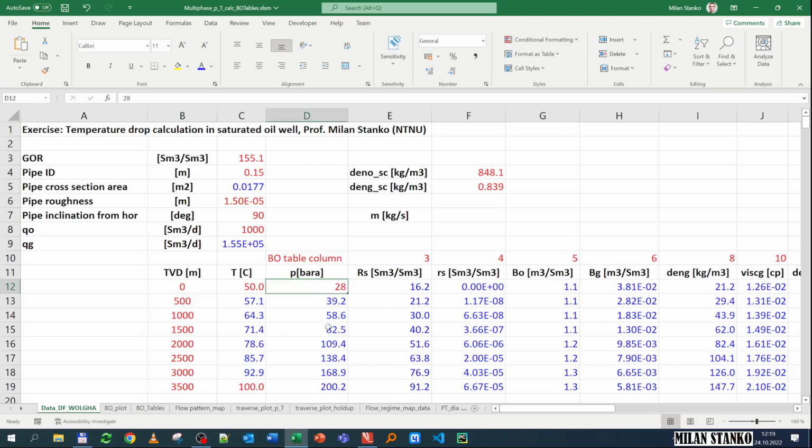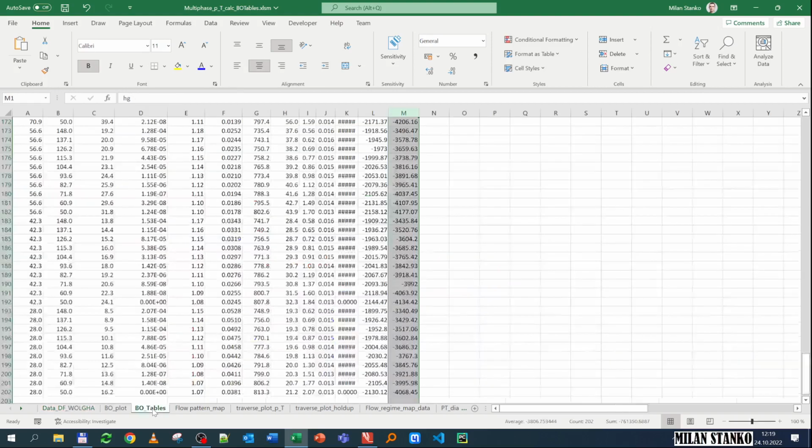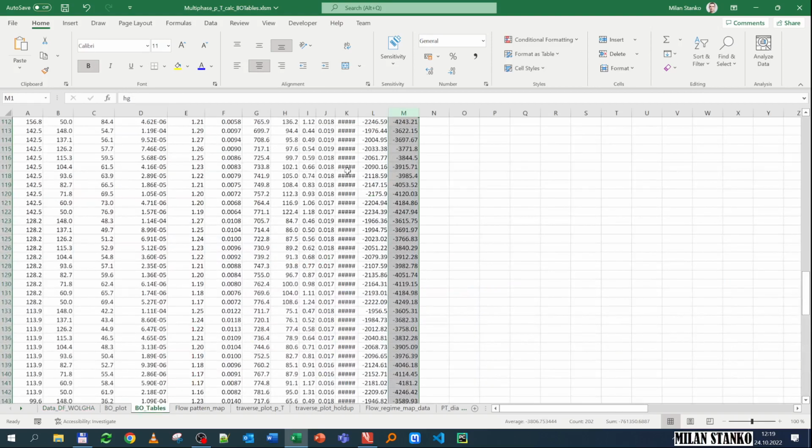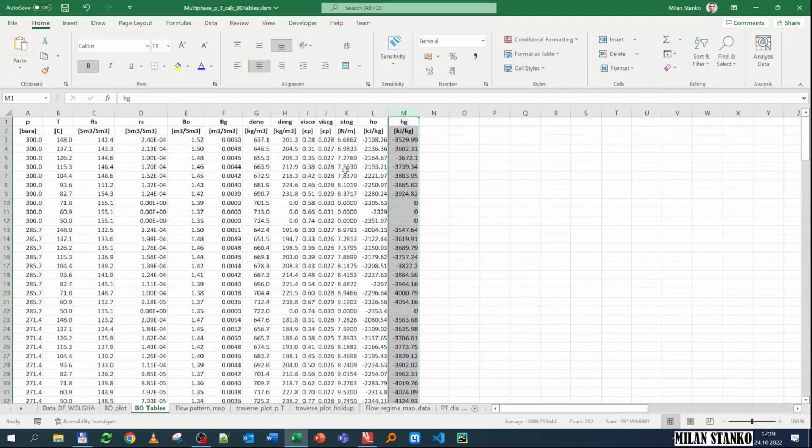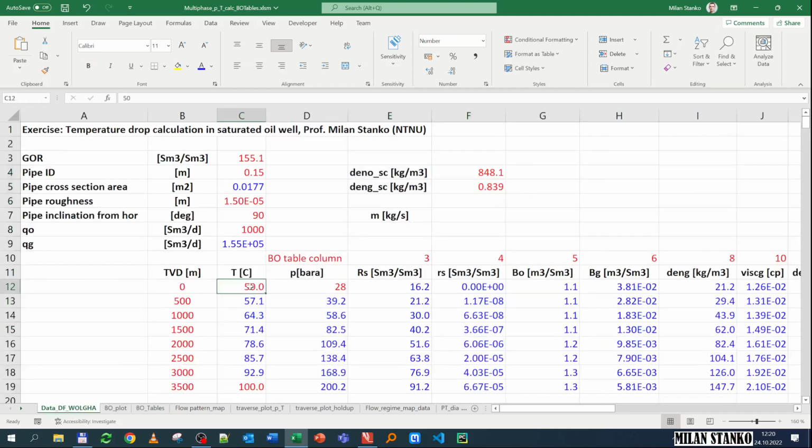I made also a few other changes, like I added here the density at standard conditions of oil and gas. We will see later what we need that for. And also the BO tables, they are updated because now we need the enthalpy of oil and enthalpy of gas, which we didn't have before. And the properties will be slightly different because I'm using a composition which is a bit different from the one that we have previously used. But the whole sheet should be very similar.